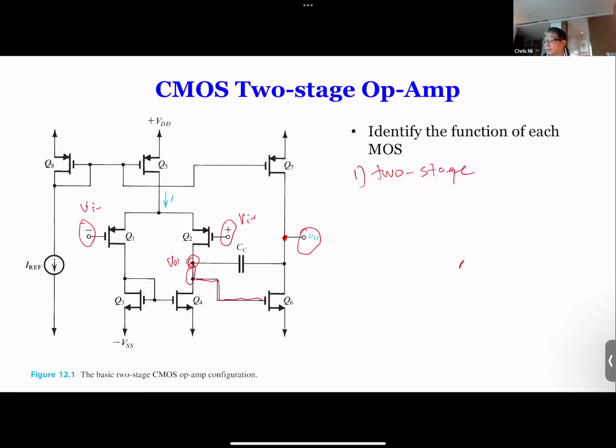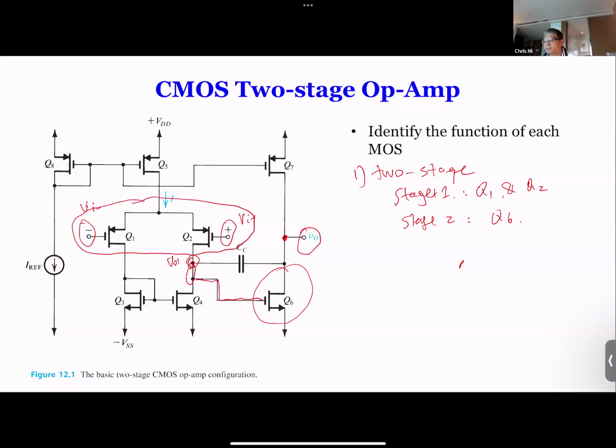So the two stages: stage one is composed of Q1 and Q2. So that's your first stage. And your stage 2 is composed of Q6. So this is your stage 2, and this is your stage 1. Now we have identified these two stages.